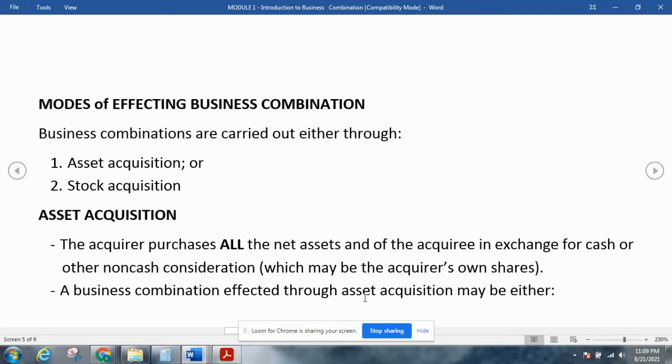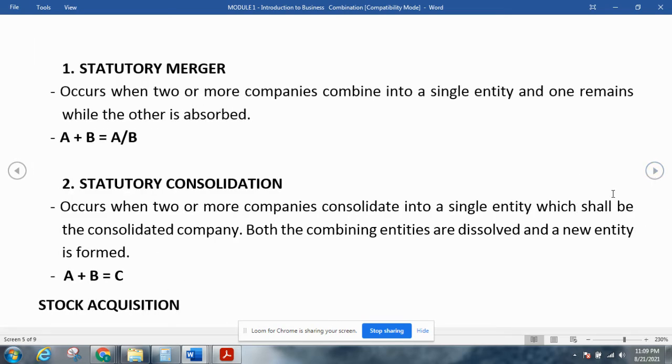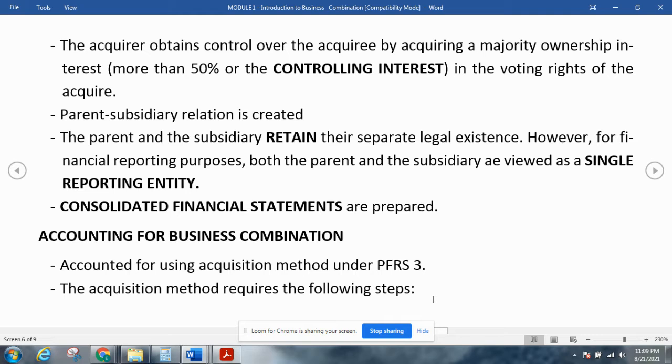So that is asset acquisition. The next is stock acquisition. How is this being effected? For stock acquisition, the acquirer obtains control over the acquiree by acquiring majority ownership interest. This means more than 50% of the total voting rights of the acquiree. In a democratic management, majority shares is more than 50%.